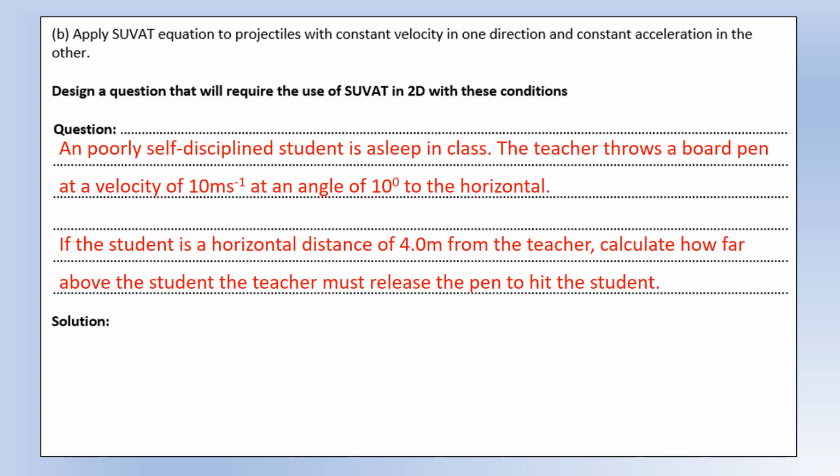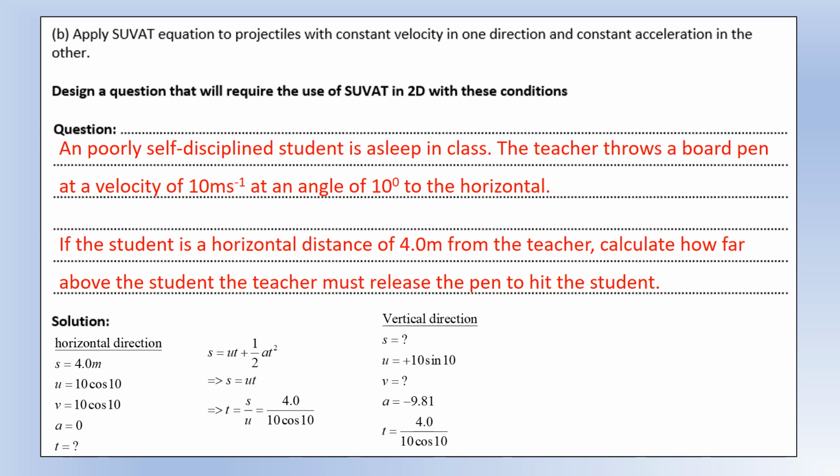So let's take a look at the solution to this. I'm going to first focus on the horizontal direction. The displacement is 4 meters. The velocity should be constant, and it'll be 10 cosine 10. Acceleration is 0, and we want the time here. So I'll get an expression for the time.